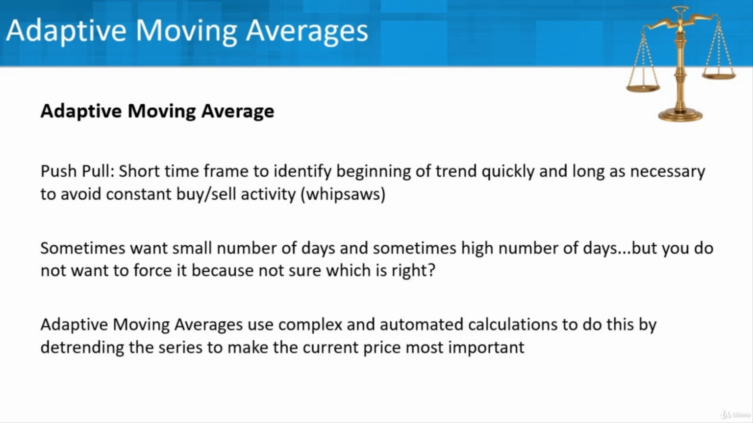So adaptive moving averages use complex, automated calculations to do this by detrending the series to make the current price most important. So it's not so much weighting as it's actually detrending, whether it's an up or downtrend. It's actually adjusting the trend in the series of numbers, which is what an adaptive moving average does. So there's some complexity behind that.